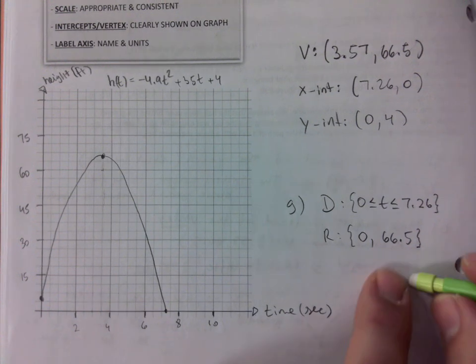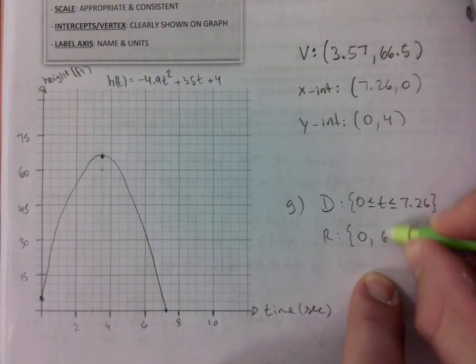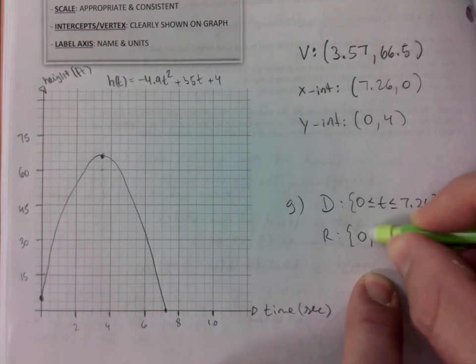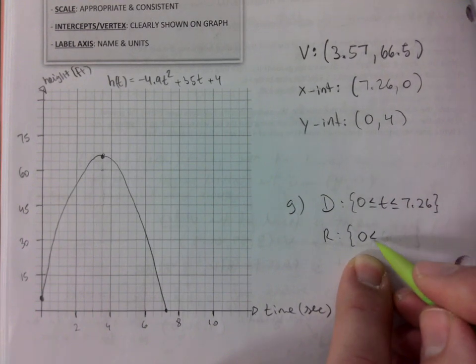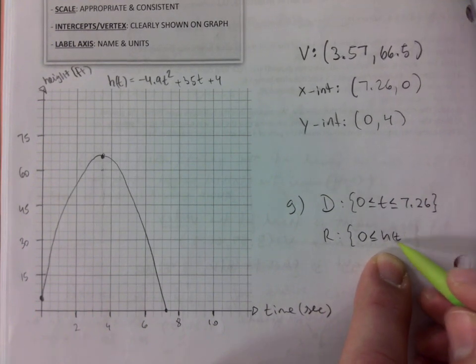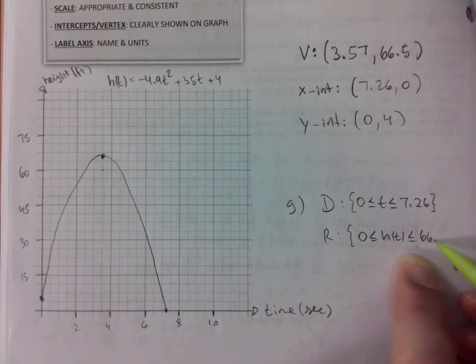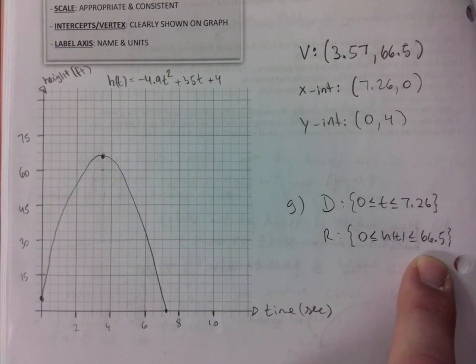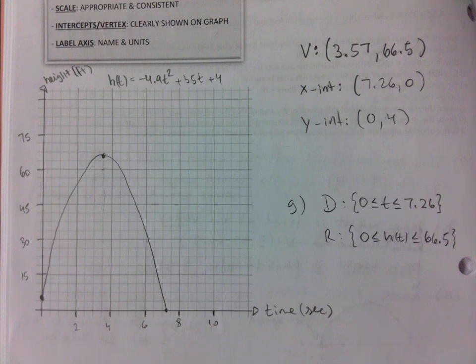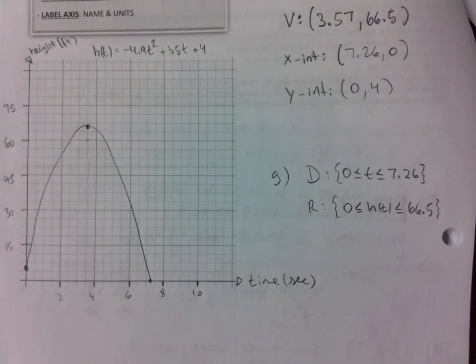Oh, sorry. Wrong format. My bad. This would be H, right? Or H of t, it doesn't matter. All the way to 66.5. And I'm not using interval notation because I know you're pretty good at interval, so I'm going to just stick with set notation here.